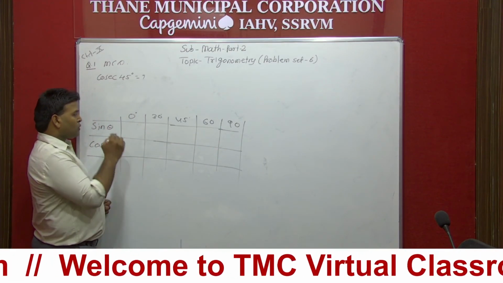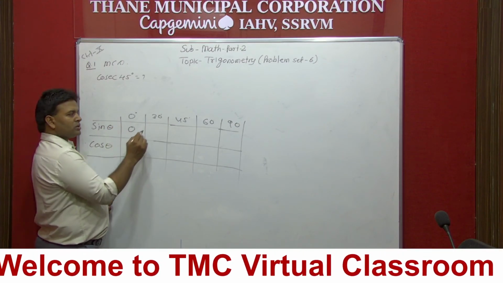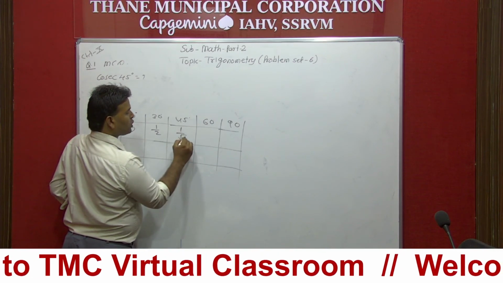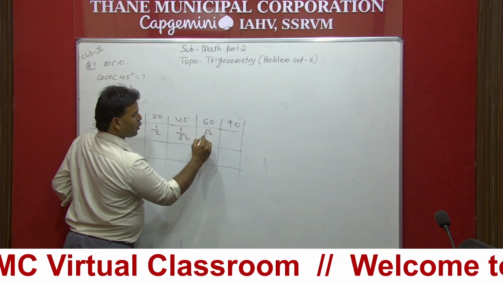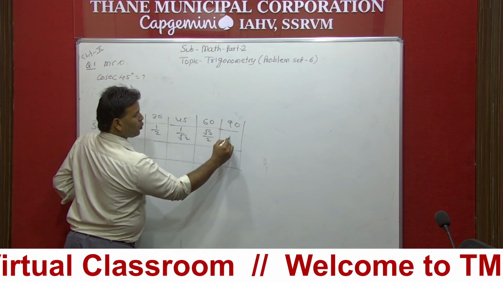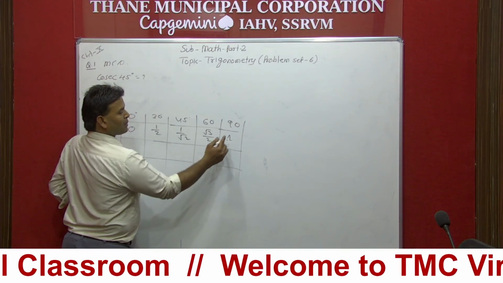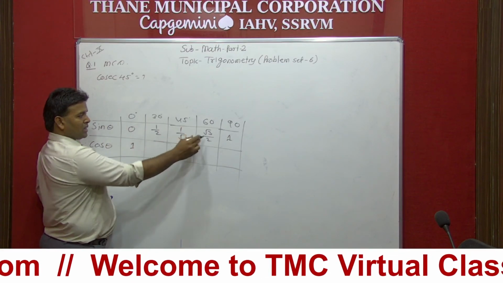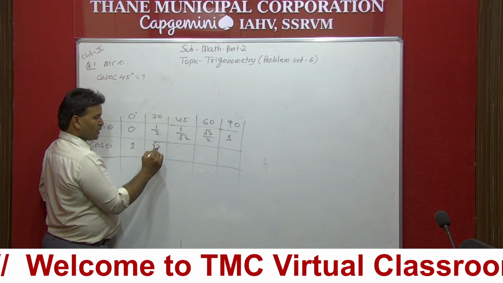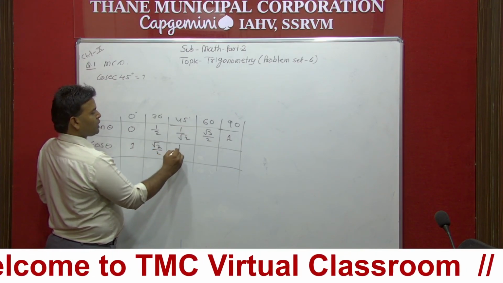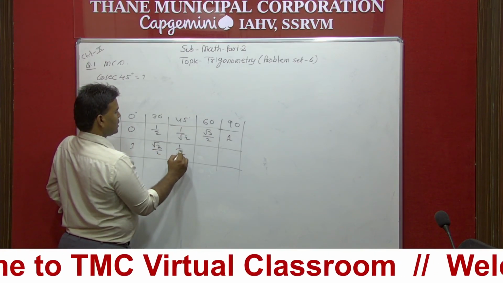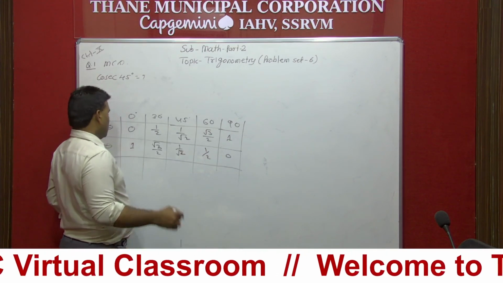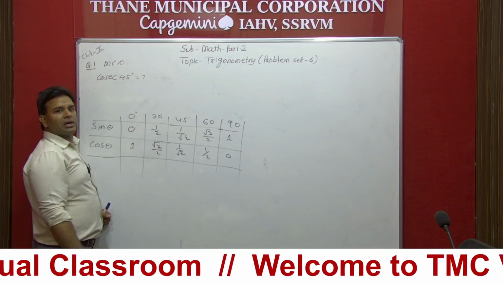Okay. So sin 0 is always 0. Sin 30 is 1 upon 2. Sin 45 is 1 upon root 2. And this is root 3 upon 2. And this is 1. I had told all this earlier. The 1 will come here, and root 3 upon 2 will come here. And this is 1 upon root 2 as it is. And this is 1 upon 2. And this is 0. Now see, if we know these two, we can easily find out all the rest.